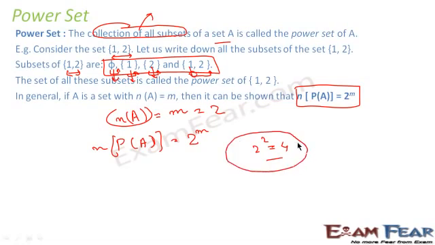We'll take one more example to prove this. Here's the example: we have a set {1, 3, 4}, and we are asked to find its power set. So let's first write all the subsets of A. The empty set is one subset. {1} is one subset. {3} is one subset.